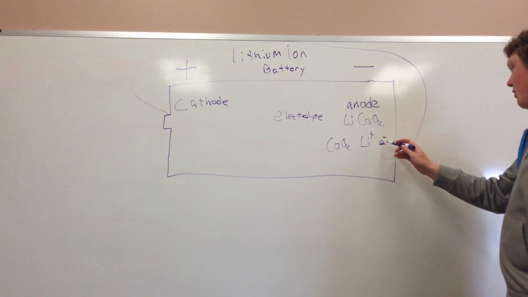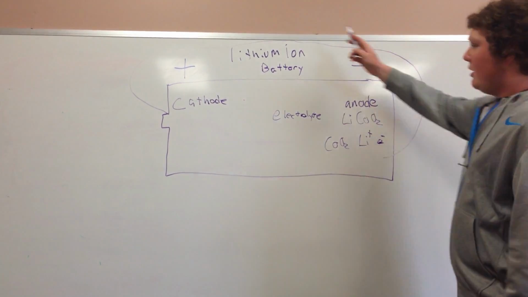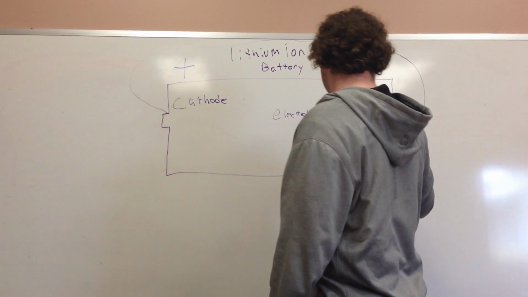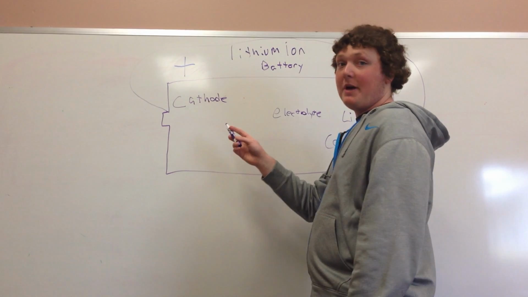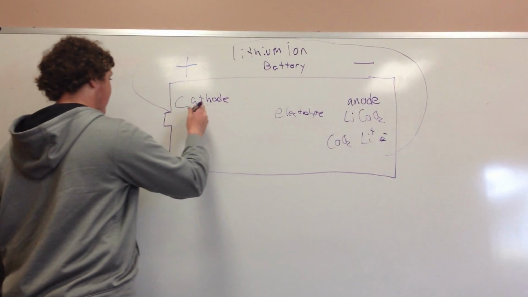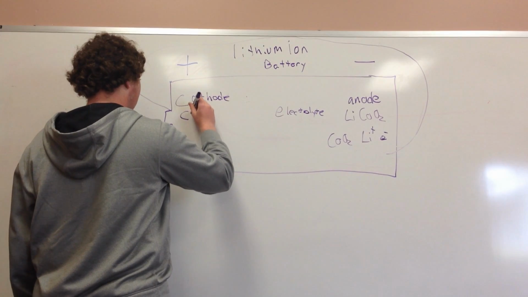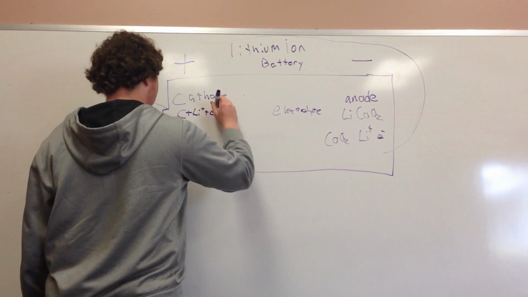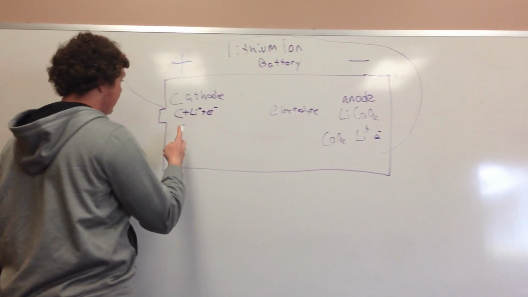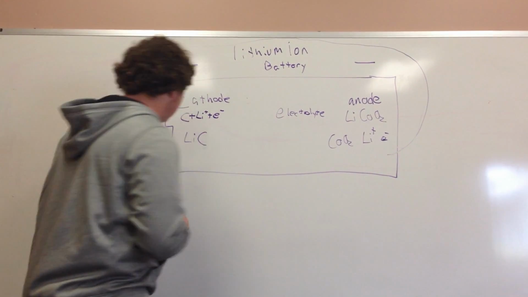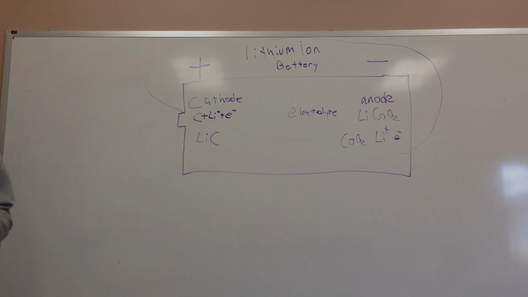The electron goes through the wire and ends up over here in the cathode. And then the lithium goes through the electrolyte, or the battery acid, and ends up in the cathode as well. Then when they get here, they react with carbon. And you get lithium carbide.